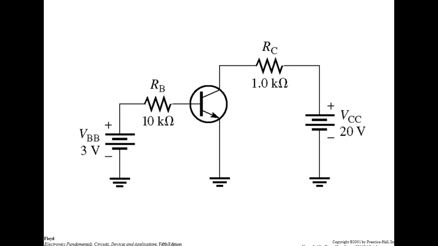So how do we know when it's saturated? We've got two ways. If I measure VCE and it's less than a volt, then we know it's saturated. Or if I measure this and it's equal to VCC, that means it's saturated. Yes, less than one volt. It will never drop to 0 volts. Everybody okay? You understand that?